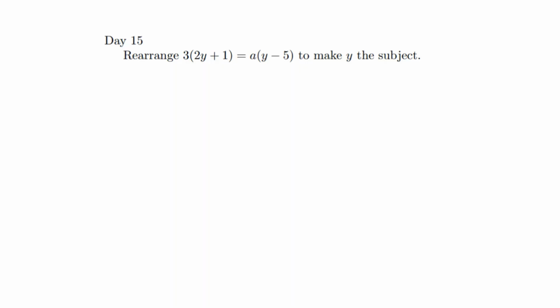And in the last episode, or yesterday, we were given the question to rearrange this equation to make y the subject. Now, I notice that both sides there are y's, and they're both in brackets. So my first step would be to expand both brackets. So we're going to do 3 times 2y, which is 6y. 3 times 1 is 3. We're going to do a times y, which is ay, a times minus 5, which is minus 5a.